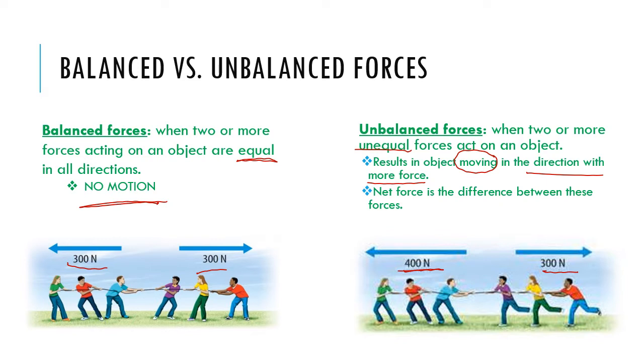Okay, if we do 400 newtons minus 300 newtons, that gives us a difference of 100 newtons. And that is our net force.